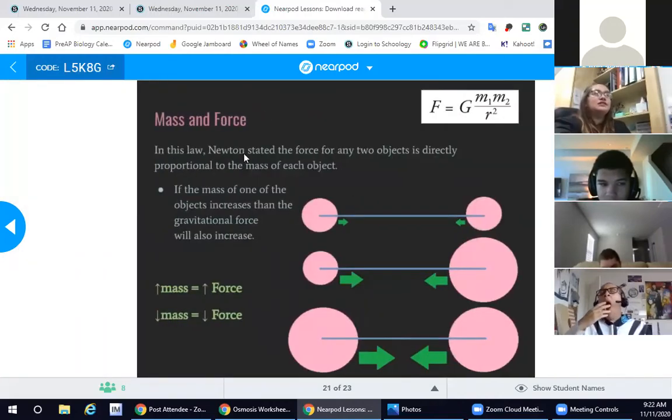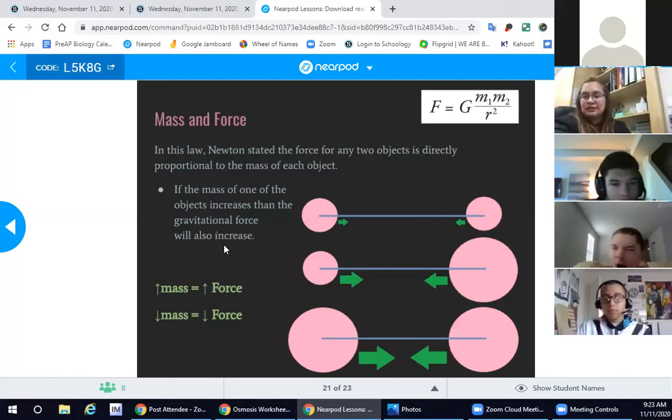So in this law, Newton stated that the force for any two objects is directly proportional to the mass. What that means is if the mass of one of the objects increases, then the gravitational force will also increase. So the bigger the mass, the bigger the force. The smaller the mass, the smaller the force. So if you have the Earth and the moon, that force is going to be a lot smaller than the Earth and the sun. The Earth and the sun are going to have a greater force than the Earth and the moon.